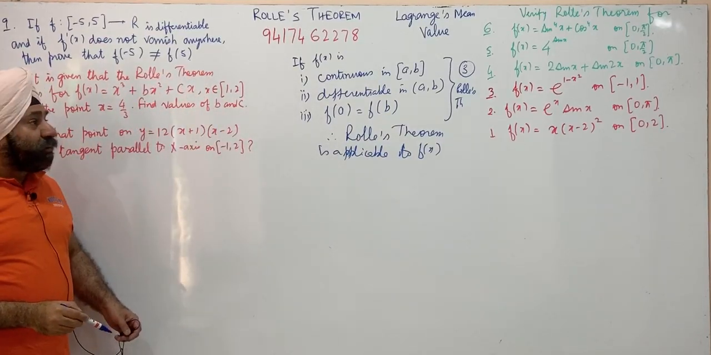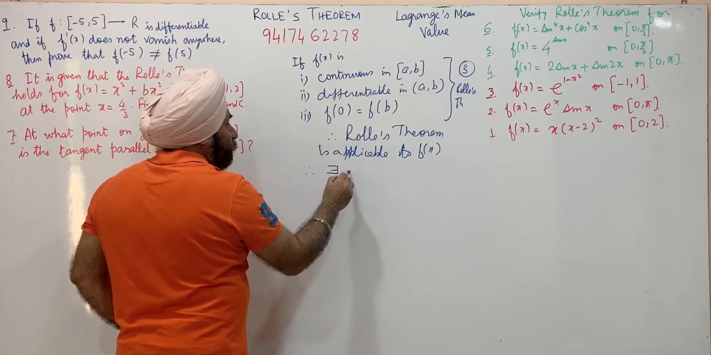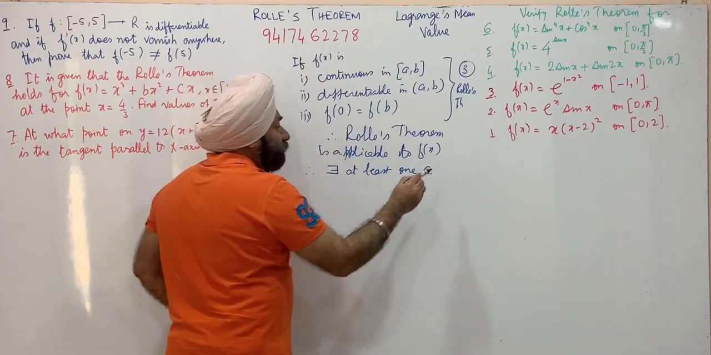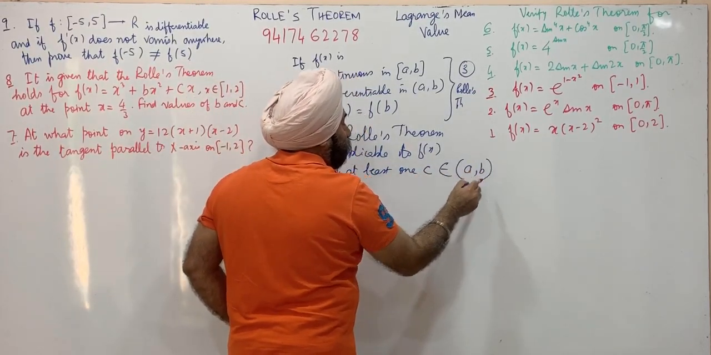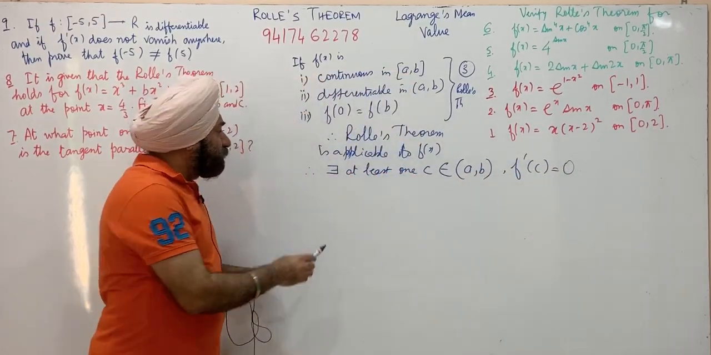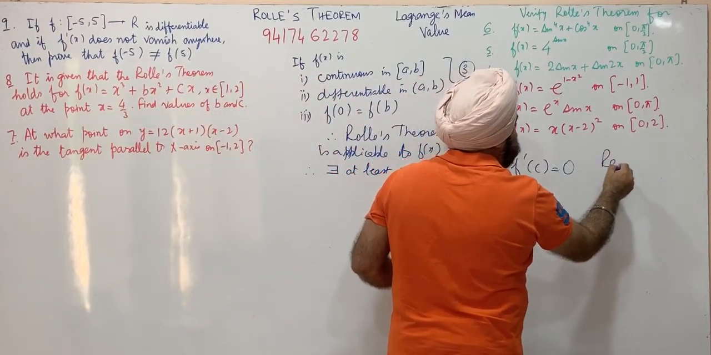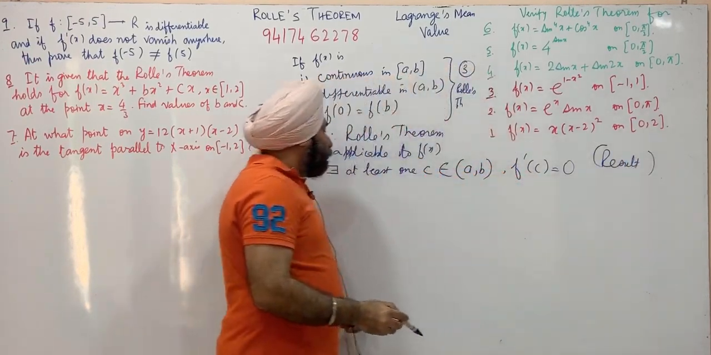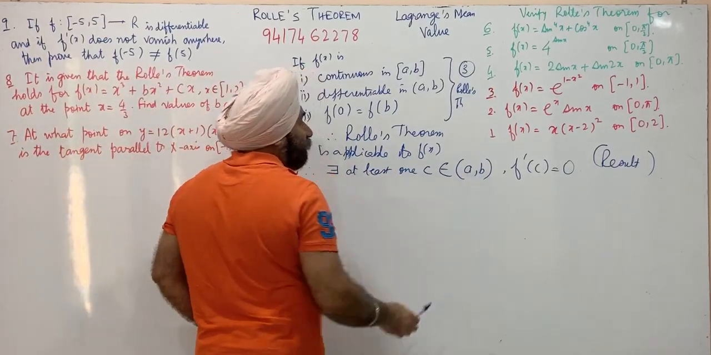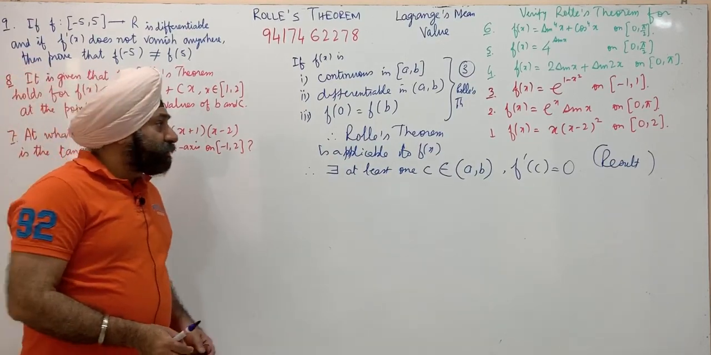And what is the result of Rolle's theorem? The result is, therefore, there exists at least one c which belongs to open interval a comma b, where f dash of c is equal to 0. These are the three conditions of Rolle's theorem, and this is the result: there exists at least one value of c in open interval a comma b where f dash of c is equal to 0. The derivative of the function is 0.